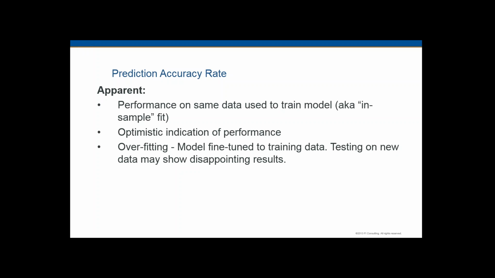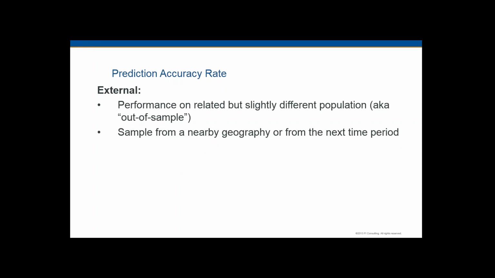To put some context around it, we can say that if we use the same data to train the model and to test its accuracy, the results will be too optimistic. We can call this measure of model performance the apparent accuracy rate. And obviously, a better way of testing model performance is to test it on a related but separate population, like from an adjacent geography or another time period.